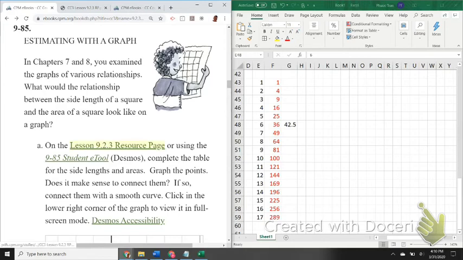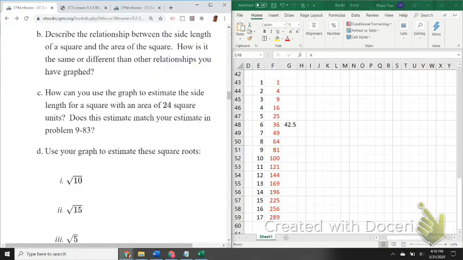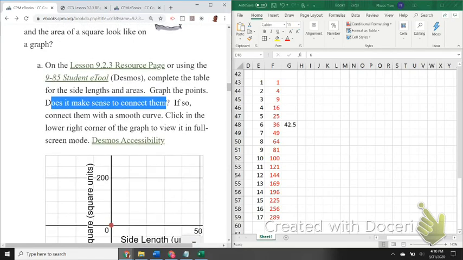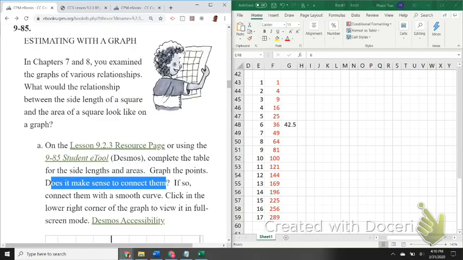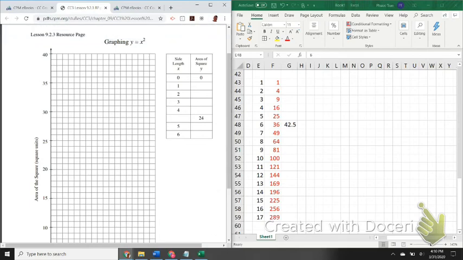So it says to use this resource page to complete the table for the side lengths and the areas. And then you're going to graph it, and the question is asking you, does it make sense to connect them? If so, connect them with a smooth curve. So then you're going to answer the rest of these on your own. So this is the last problem for the lesson. Go ahead and click through this resource page. It should look like this. And I want you guys to answer all those questions, pause the video, and when you come back, take a look at the answers that I have for you.